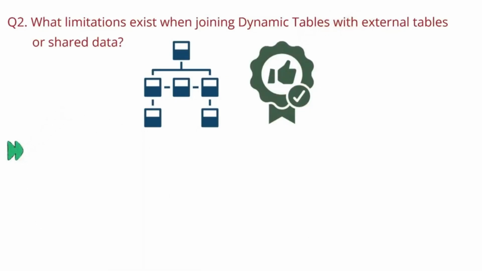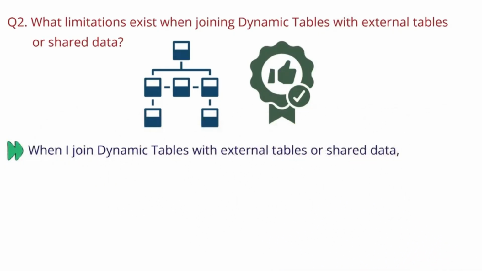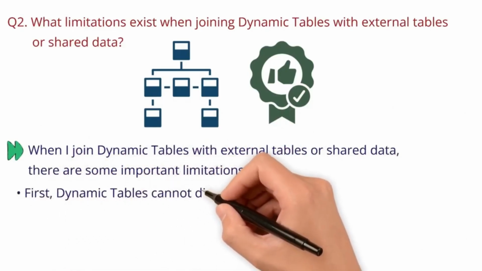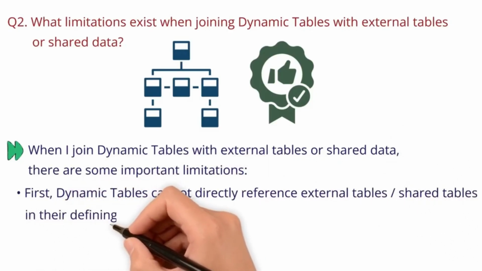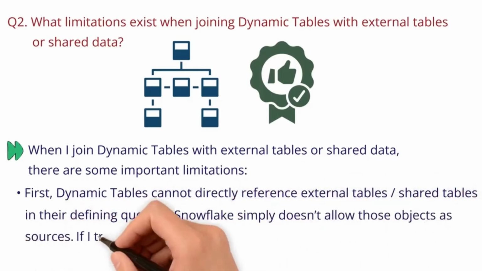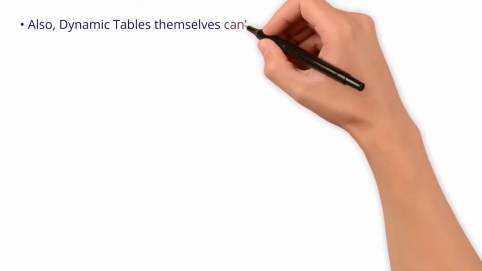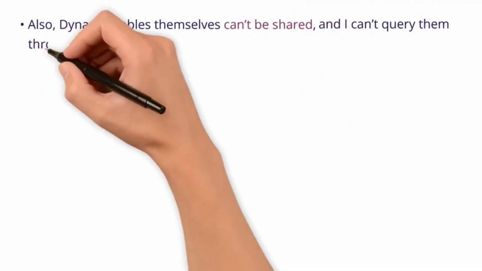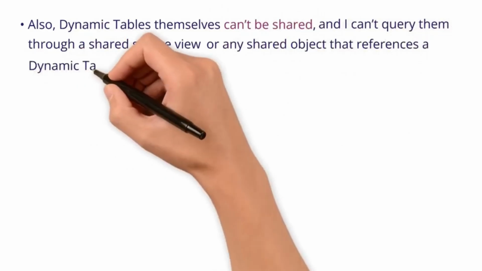The answer goes, when I join dynamic tables with external tables or shared data, there are some important limitations. First, dynamic tables cannot directly reference external tables or shared tables in their defining query. Snowflake simply doesn't allow these objects as sources. If I try to include them in the select statement, the query will fail. Also, dynamic tables themselves can't be shared, and I can't query them through a shared secure view or any shared object that references a dynamic table upstream.